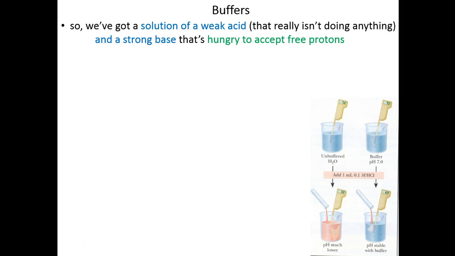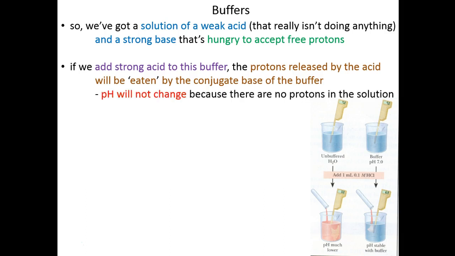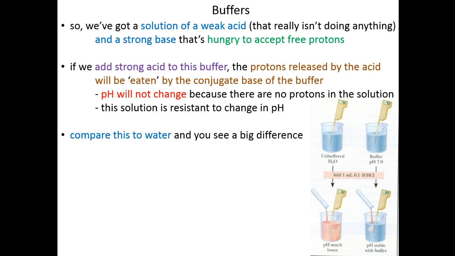That's our buffering solution. Now imagine if we add strong acid to that buffered solution, the minute that acid hits that solution, it's going to give up its protons. Those protons are readily given up by the strong acid, but in that solution is strong conjugate base. Strong conjugate base from our buffering solution, which will gobble up those free protons right away. And without those protons remaining free, we don't see a change in pH. The solution is buffered.